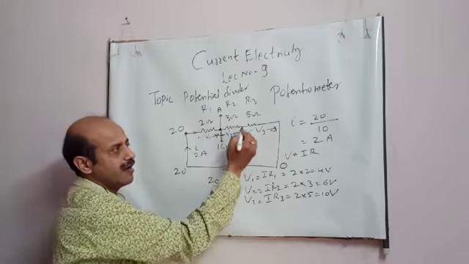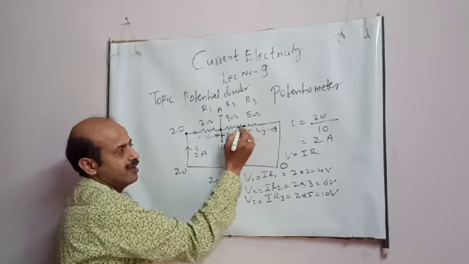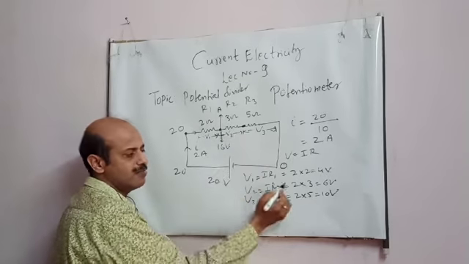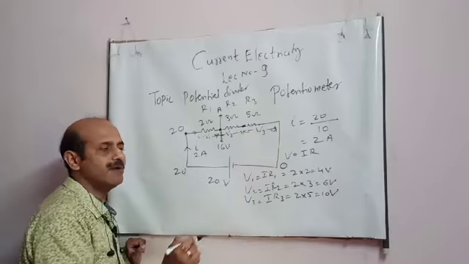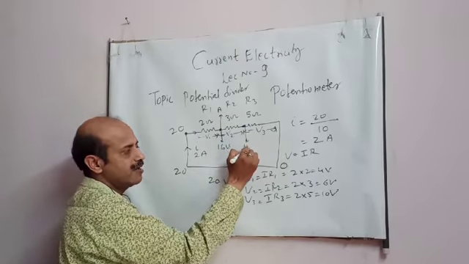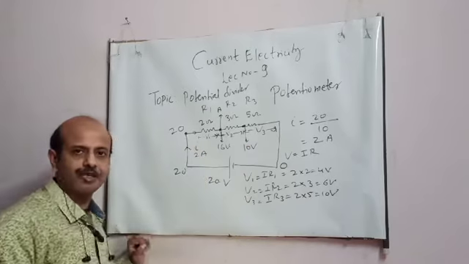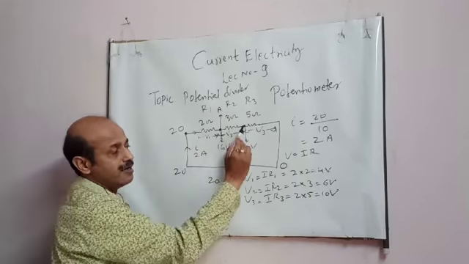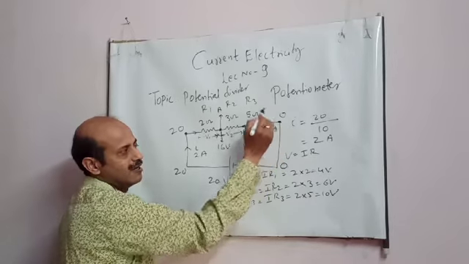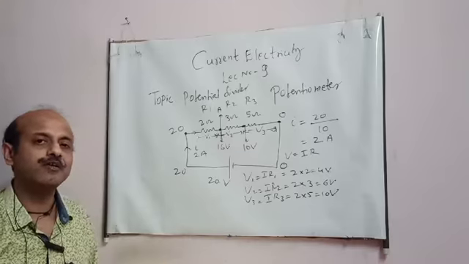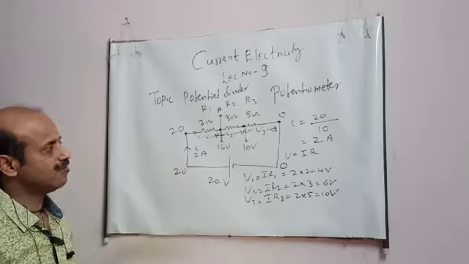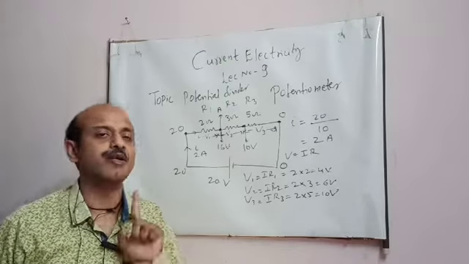Similarly, student, if I want to find out potential at this point, see, potential difference across 3 ohm is 6 volt. A 6 volt drop has taken place, student. So here it is 16, so here the potential will be 10 volt. Here again the current is passing. How much is the potential drop? 10. Now see it is 0. Now see student, I got the potential at particular points. Here 20, here 16, here 10, here 0. So this is a potential divider circuit, student.